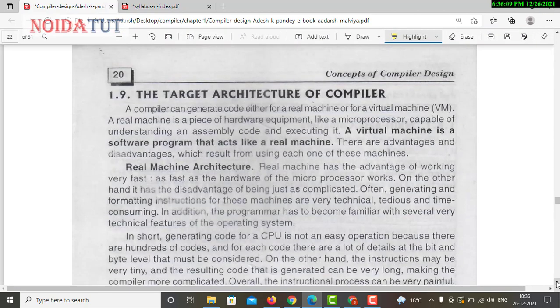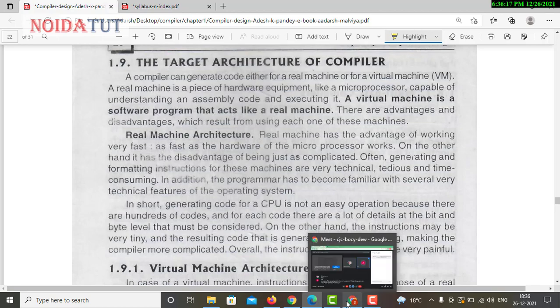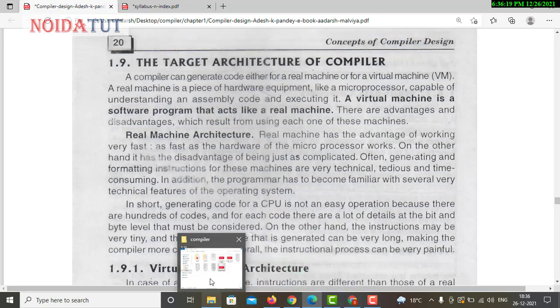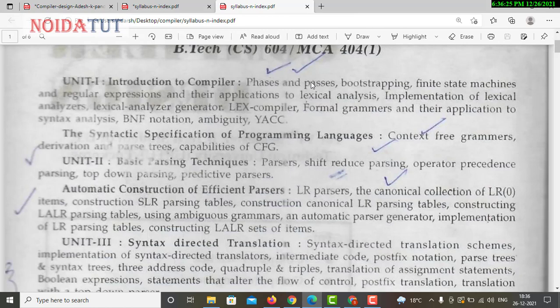Now see, the target architecture of computer, these things are not very much important, because when I was checking the syllabus, I'm just sharing the syllabus. Can you see the syllabus? In the syllabus we have done this passes, bootstrapping.